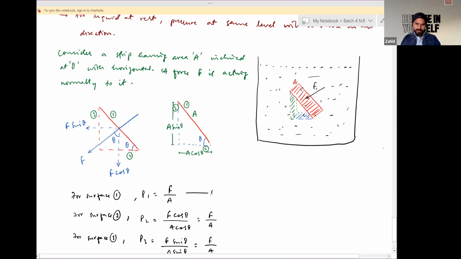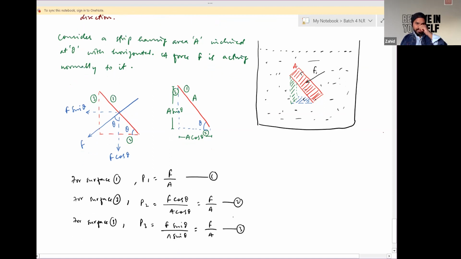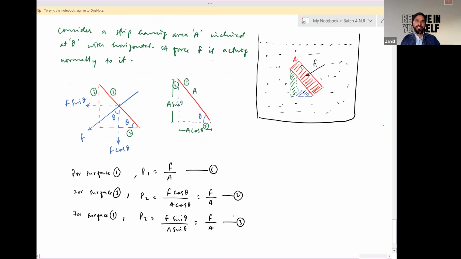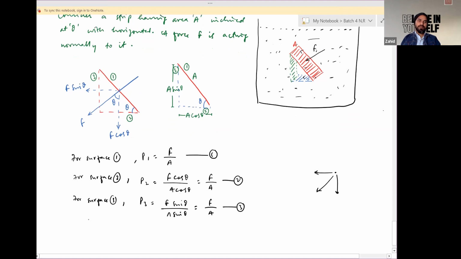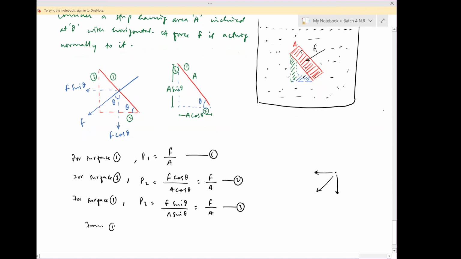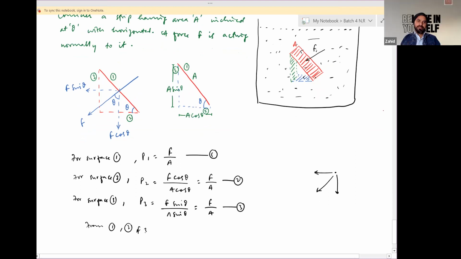Let's say this is equation first, equation second, and equation third. From equations first, second, and third, P1, P2, and P3 should be equal. It means at the same level, pressure in this direction or in this direction remains the same. Is it clear? Nabila? Yes, sir. Clear, sir. So from equations first, second, and third, P1 equals P2 equals P3. It means at the same horizontal level, pressure will be independent of direction. In all directions, it will be the same. Just write it down.